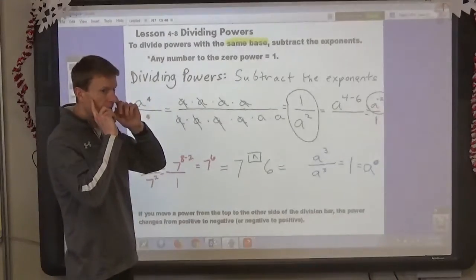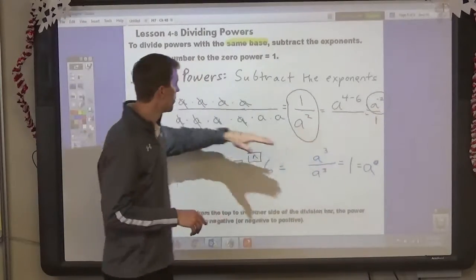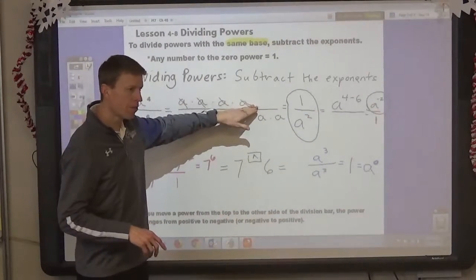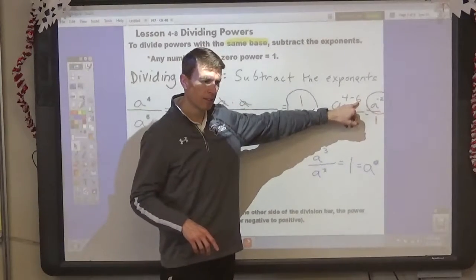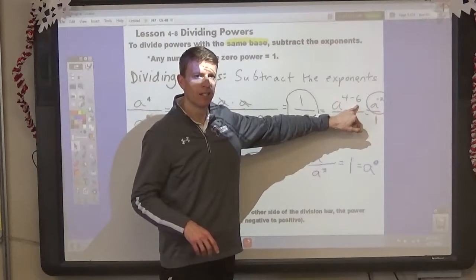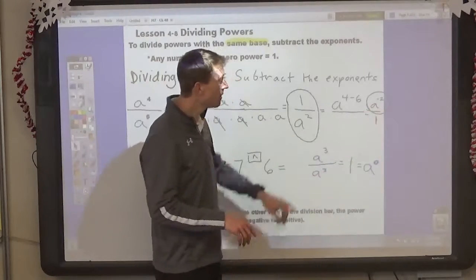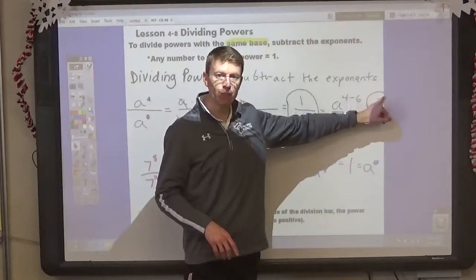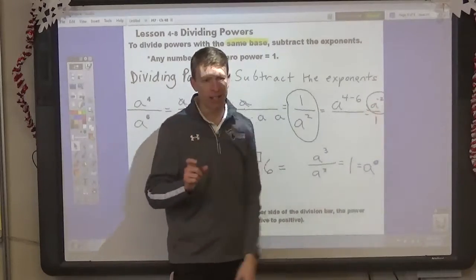Or, look at this now. This is how you apply this to exponents. Since we are subtracting, we have a to the 4th minus 6. What's 4 minus 6, Pete? 2. No. Oh, yeah, negative 2.